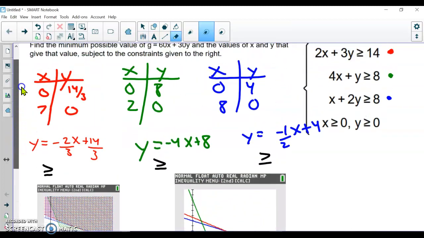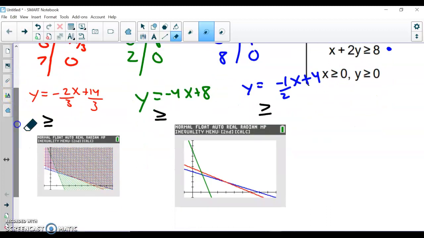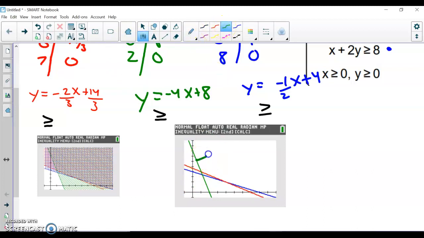But just briefly, remember you can always do a test point, right? Relative to the green, if I plug in 0, 0, I get 0 is greater than or equal to 8. Well, since 0 is not greater than or equal to 8, I don't want to shade towards the point 0, 0, which is on this side. I want to shade away from it. So that would tell me pretty quickly, without having to go into the calculator, as far as the shading is concerned, we're to the right of the green.